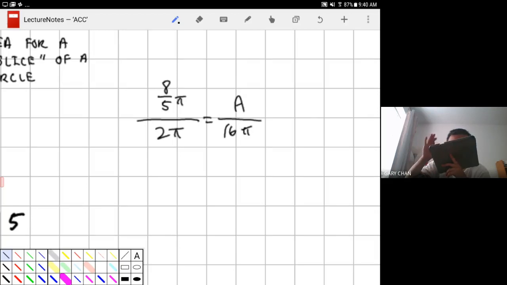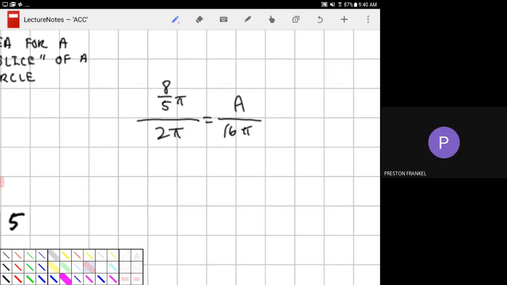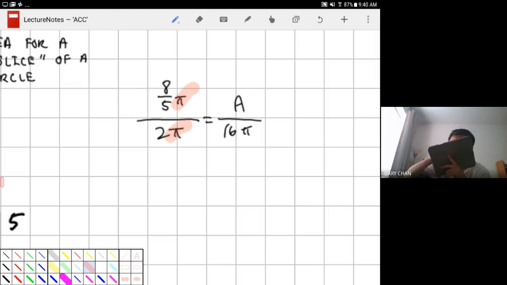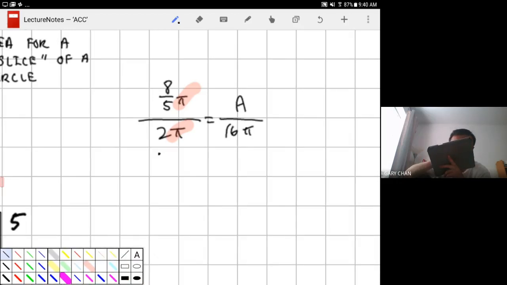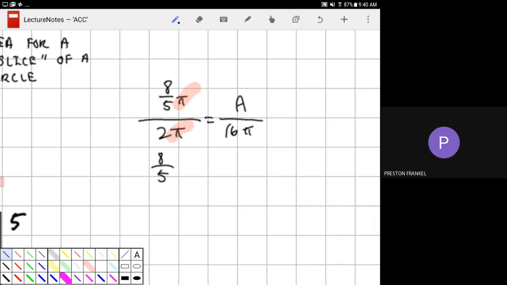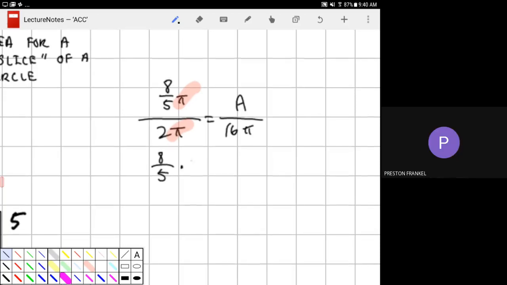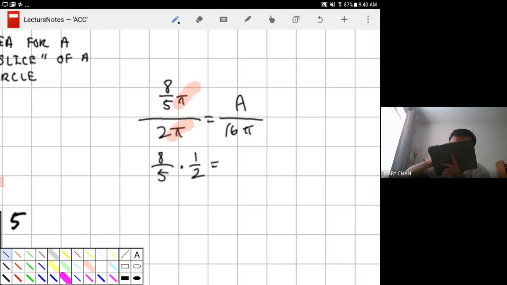And right now, this is just a matter of you being confident with simplifying fractions, okay? So notice here I have pi and pi. What happens? Oh, those cancel out. Those cancel out. And then I have 8/5 divided by 2, right? When you're dividing fractions, what happens? What do you do with the fractions? You multiply them. Multiply by what? The reciprocal. Which is 1/2, which is a over 16 pi over here.